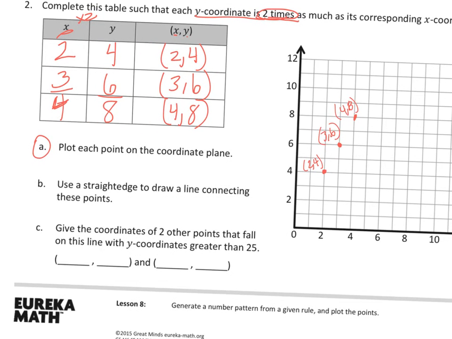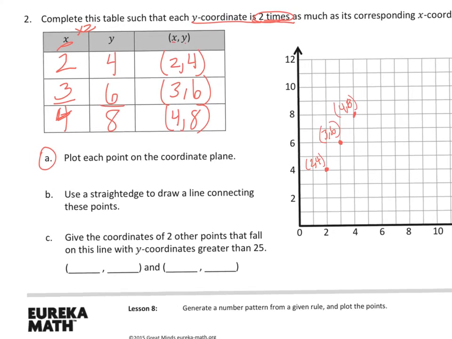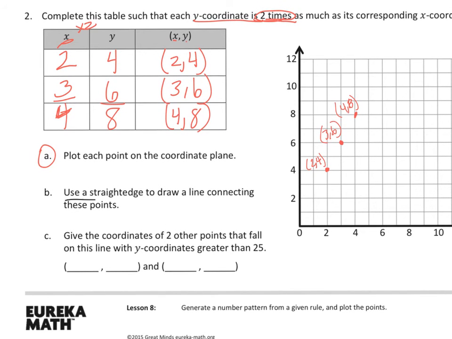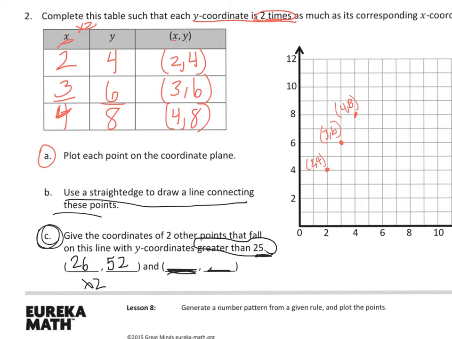What I would then do is use a straight edge to connect those, and then try to find 2 more coordinates that are greater than 25. So when I look at that, if I pick 26, I know that what I have to do to x is times 2 to get my y. So that would be 52. And then you can pick another one to go here, because we just have to multiply the x by 2 to get our y coordinate for it. And again, greater than 25.